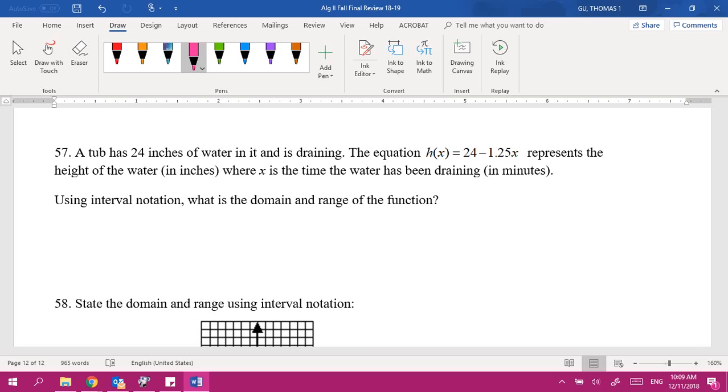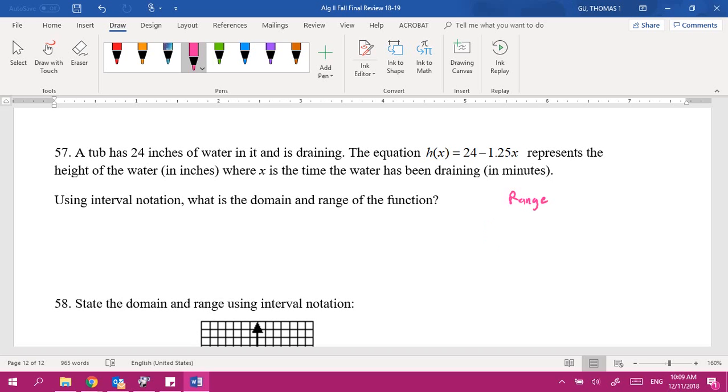Okay? So now it says using interval notation, what's the domain and range of the function? So they want you to write the domain and range of that function, okay? And you have to base it off of the water draining. So let's do the range first, because that one's really easy. The range is how much water is in the tub.